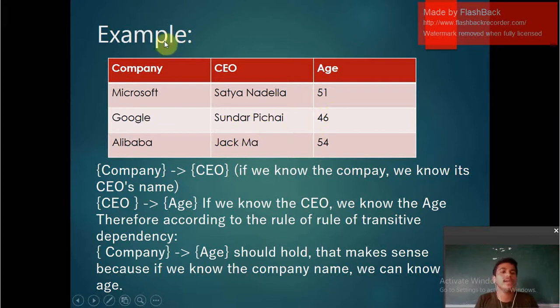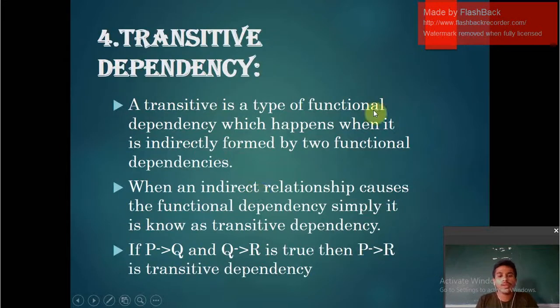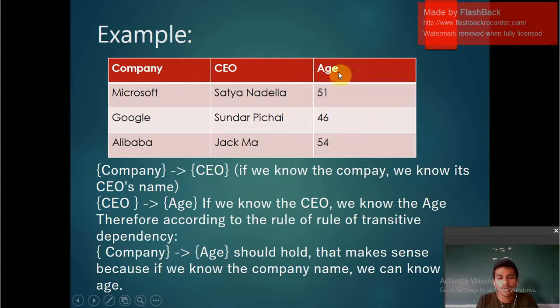So here what happened is, if we are not considering the age, we have only company and CEO, and this company and CEO is called what? A functional dependency. So what is a functional dependency? This attribute is depending on this other attribute, the same as what we talked about before. So two functional dependencies are indirectly happening. Here this is one functional dependency and this is another functional dependency. So here the two functional dependencies are acting together to form a transitive dependency.